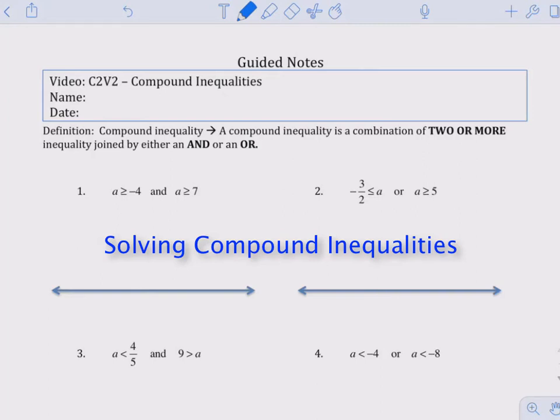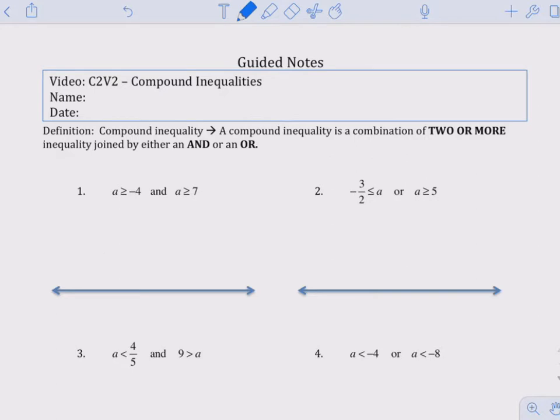Hey guys, so in our last video, we discussed how to solve and graph single individual inequalities. And this lesson is all about something called compound inequalities. Now, first things first, what is a compound inequality? Well, a compound inequality is any combination of two or more inequalities joined by either an "and" or an "or."